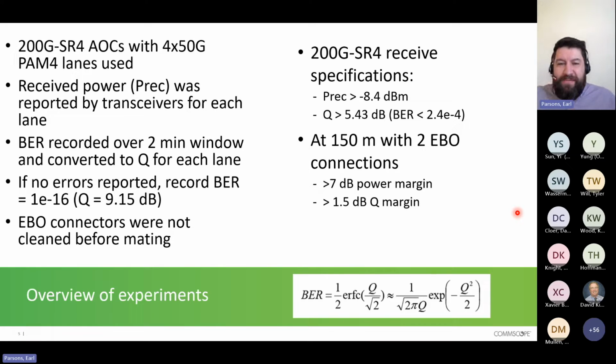So we'll show a lot of different experiments, a lot of results, but the bottom line is with a 150 meter reach with 2 EBO connections in the path, in all the tests we did, we had at least 7 dB of power margin and at least 1.5 dB of Q margin. So it's going to be very good results and show that these expanded beam connectors, these EBOs, are well suited to these short reach applications.